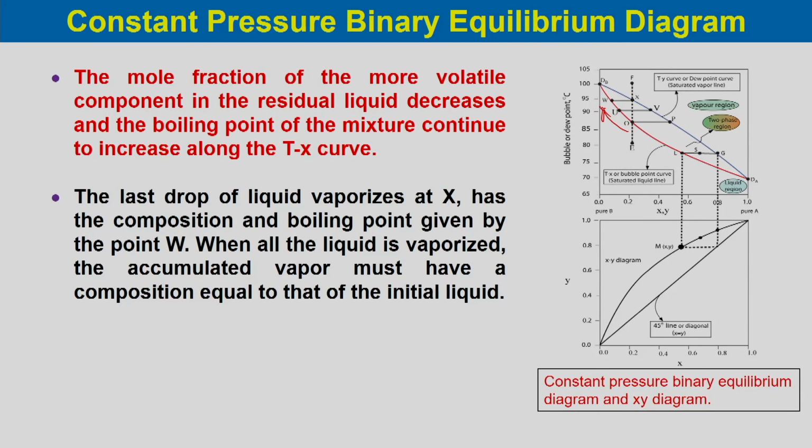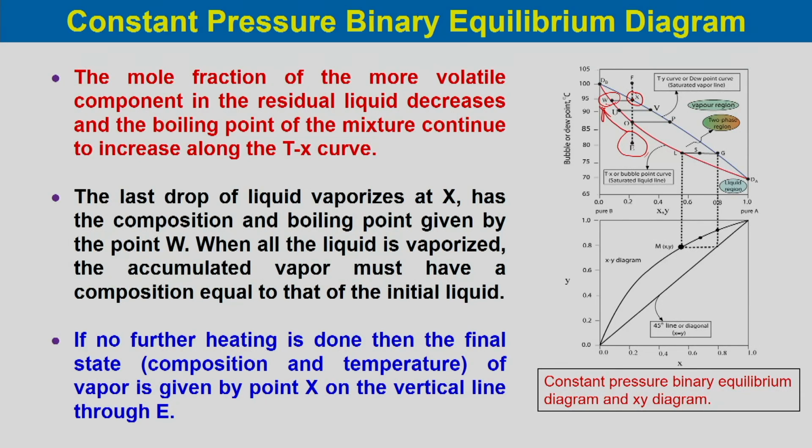The last drop of liquid vaporizes at x over here, which has the composition and boiling point given by the point W. So it will be here at its composition, and when all the liquid is vaporized, the accumulated vapor must have the composition of the initial liquid, because after this point all the liquid has vaporized. So the composition which was in the liquid phase should be the same as that now in the vapor phase, that is the initial liquid composition.